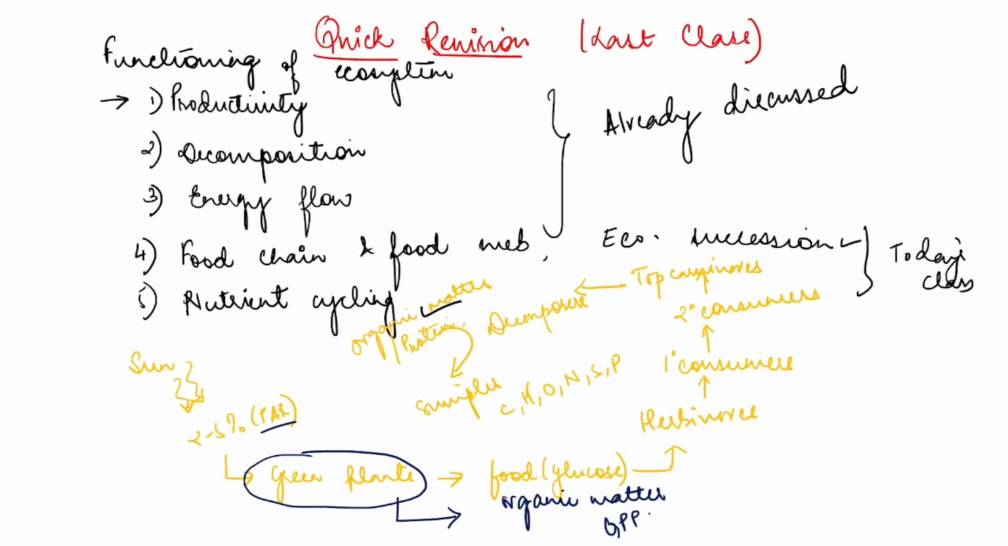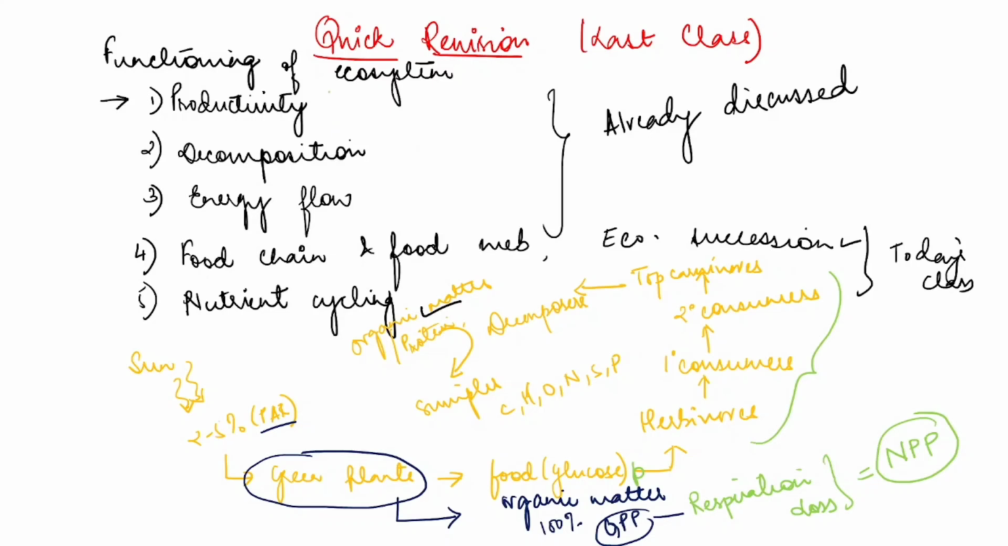Now, out of this, what happened? Suppose 100% of organic matter is produced by plants, we call it the gross primary productivity. But out of 100%, the plant will utilize some amount of energy for itself, and we call that respiration. We call the energy utilized by the plants the respiration loss. Right? And after respiration loss, whatever organic matter is left out, we call it net primary productivity, which is available to other consumers, right?